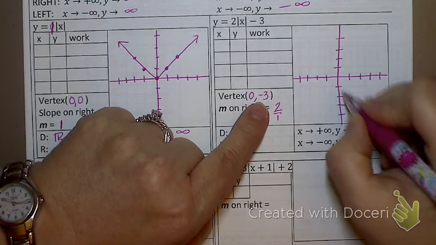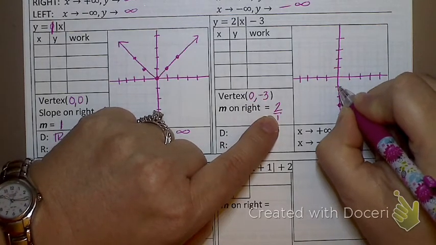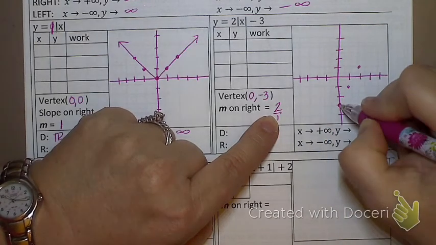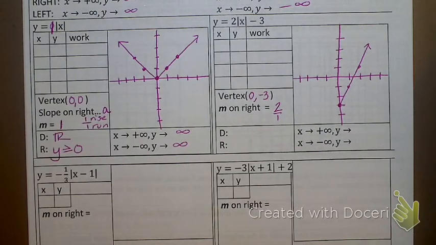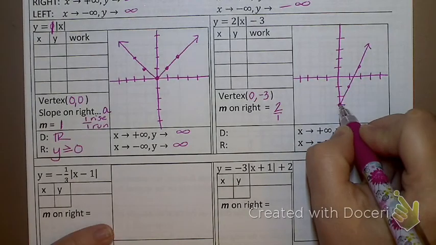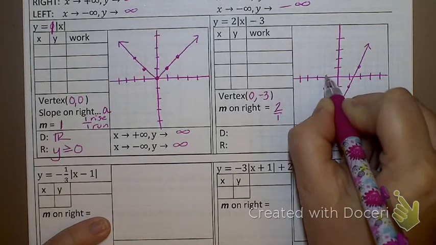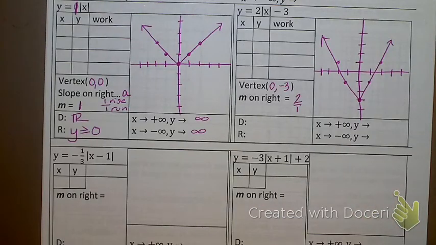Alright, so my vertex is at 0, negative 3. That's my starting point. And from there I'm going to go up 2 over 1, up 2 over 1. So the reason why it's skinnier is because that slope of 2 is actually a steeper slope. How do I get the other half of the V? Go back to the vertex, go up 2, left 1, up 2, left 1. Again, it would be much lovelier if it was on real graph paper.